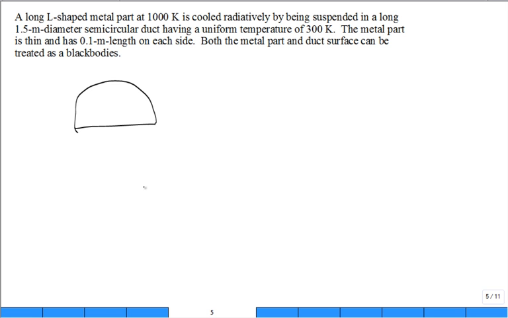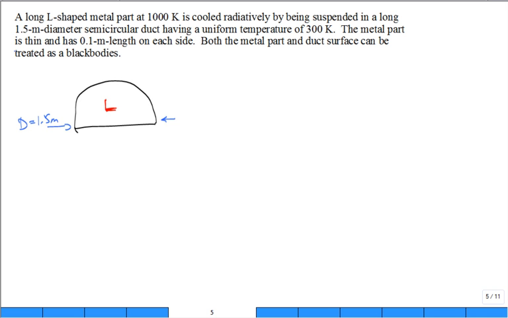And we have this part. It's an L-shaped part. Put it like this. That's the L-shaped part. And that L-shaped part's hot, and the semicircular duct is cool. They give you the diameter of this semicircular duct. Let D be equal to 1.5 meters.